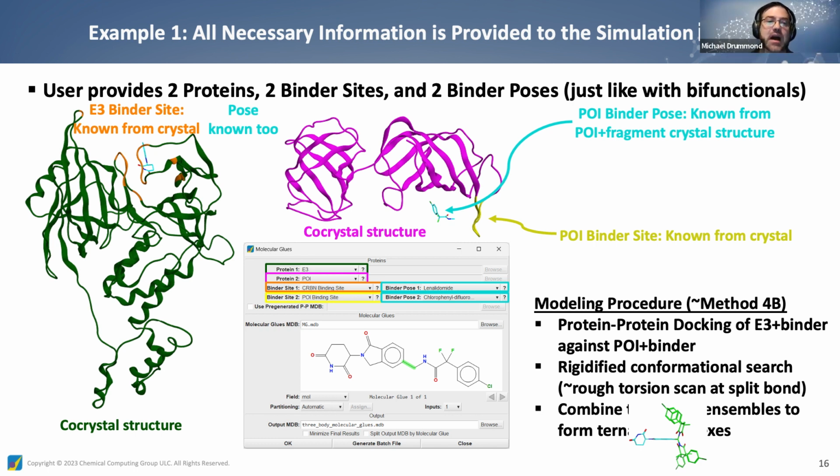Once you have that, the modeling procedure really is the same as we do with method 4B for bifunctionals. We do protein-protein docking of these two binary complexes against each other. That gives us how these two proteins might fit together. We also do a pretty quick conformational scan. It's really just a torsion scan at this cut point.